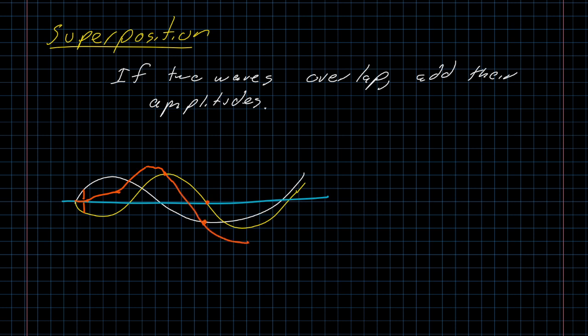All right, one of the interesting things that should happen is whenever one of these waves goes through zero, the red line should be right on top of the other wave. All right, so that's a very terrible line, but that's the basic idea.